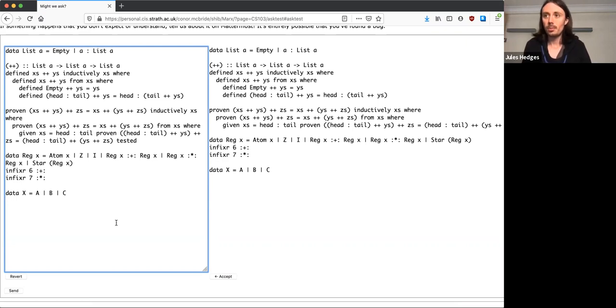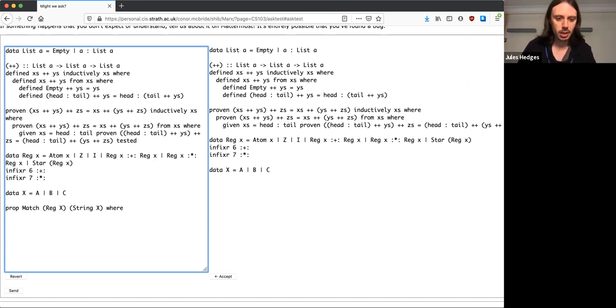I'm going to show you one more example of a prop, which is the prop that says that a regular expression matches a string. Here I've got lists, concatenation, and the data type for regular expressions. And I'm going to write prop match string x, where now I need to list all of the ways in which a regular expression can match a string.